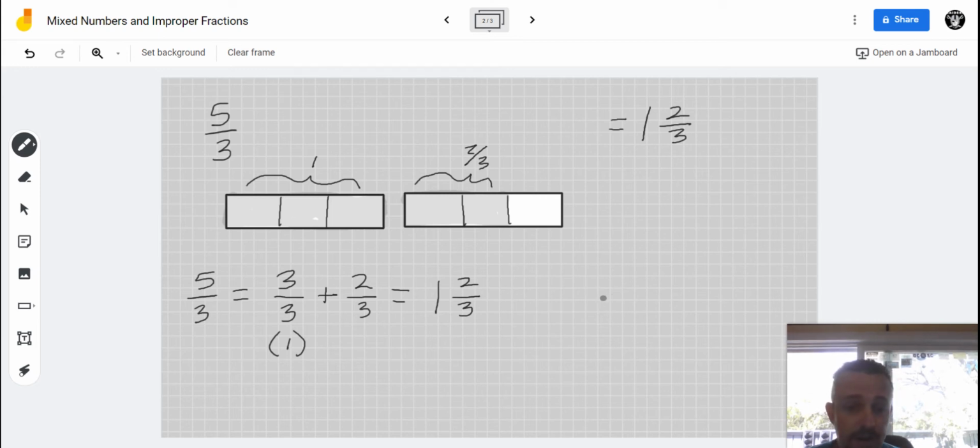And then, of course, you can use the other technique that I showed you on the previous page, which is to divide by your denominator. So you say, okay, how many times can I fit 3 into 5? 3 fits into 5 one time. You subtract your 3 using your basic division.